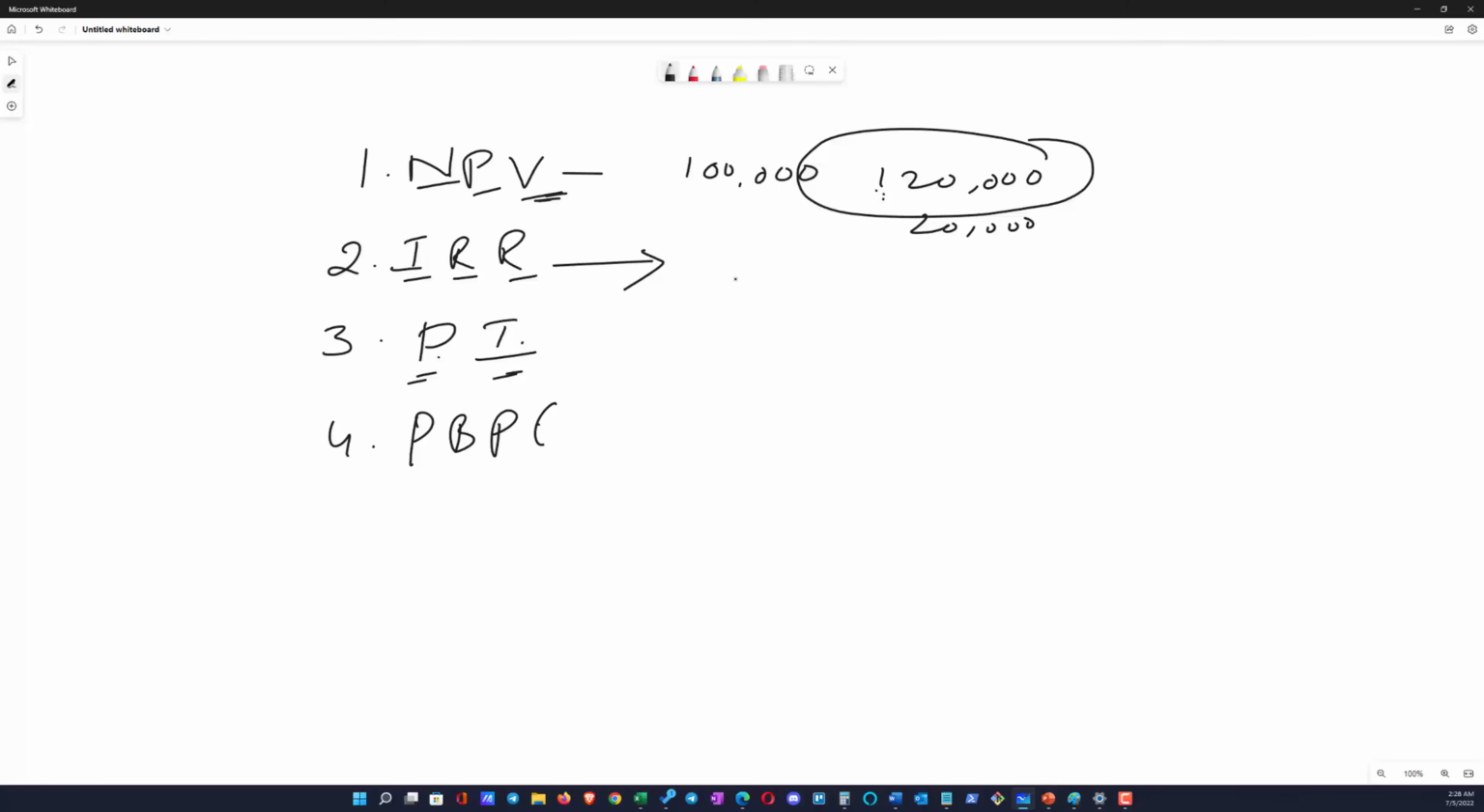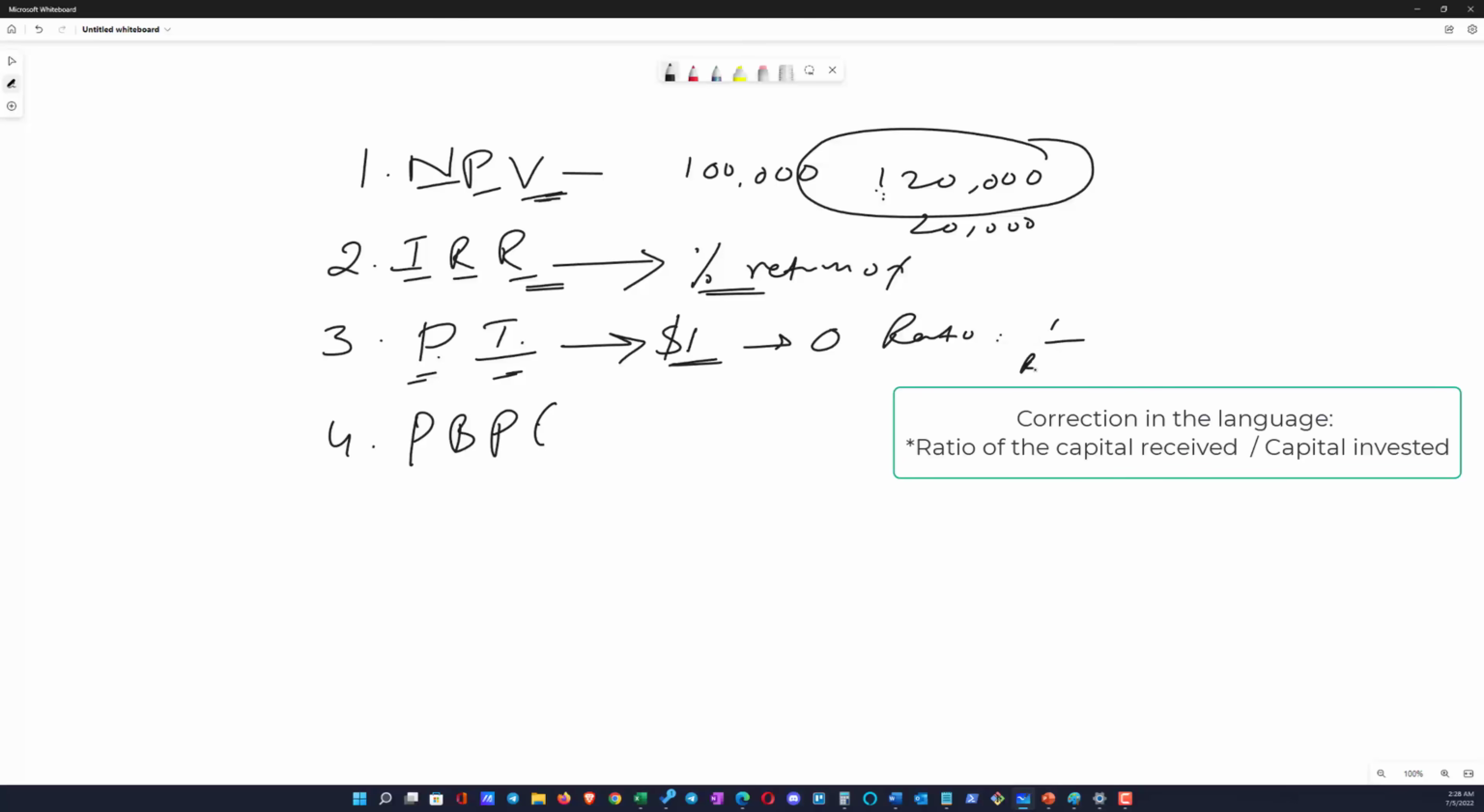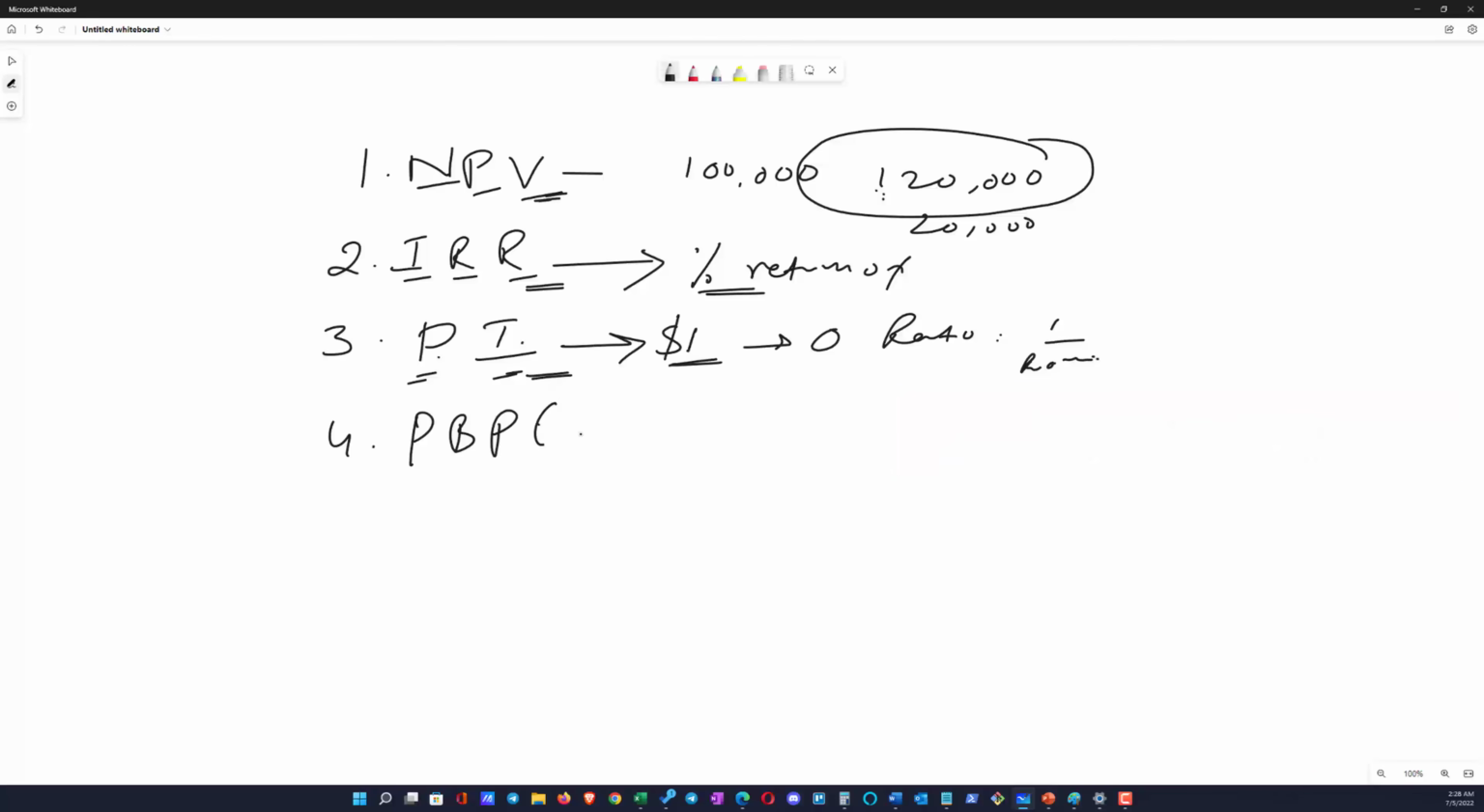IRR, internal rate of return. This is what we are going to compute: the percentage return on the project. What is the percentage return on the project is what IRR is going to tell us. Profitability index is nothing but for every dollar that we have spent on the project, how many dollars have we gotten back. It's nothing but the ratio of the capital received to the capital invested. So we'll talk about this in detail when we get there.